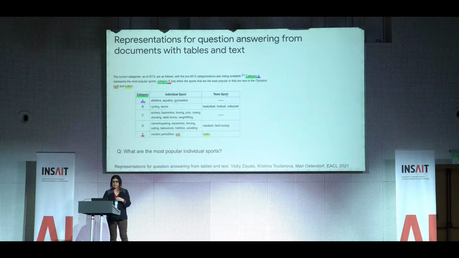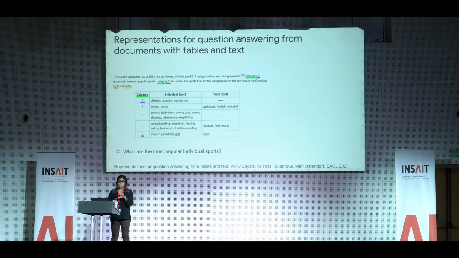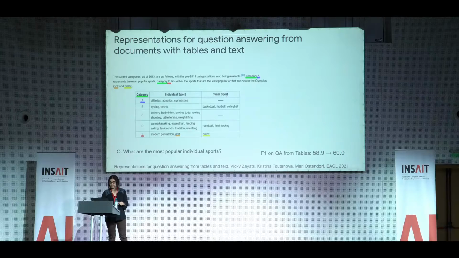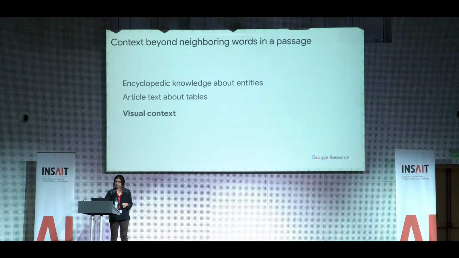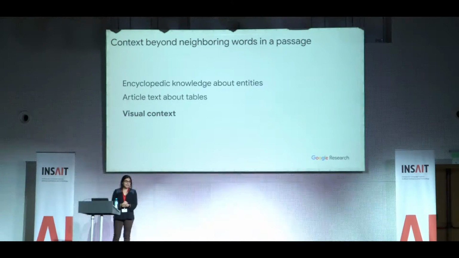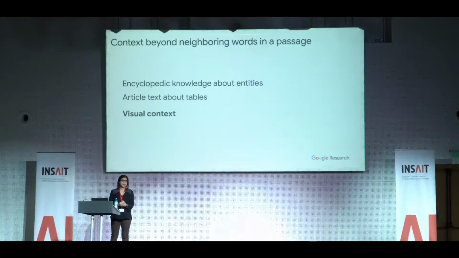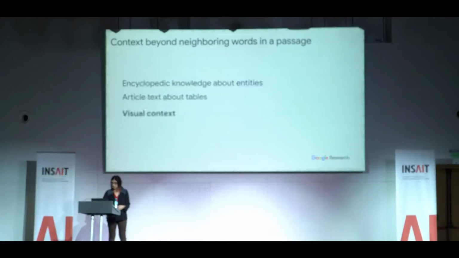In this example, we can see that there's one sentence saying, category A represents the most popular sports, and together with the table, this can help us answer the question. So we integrate that context, and we show improvement on the task of real question answering on tables. And last, I'll talk about visual context.